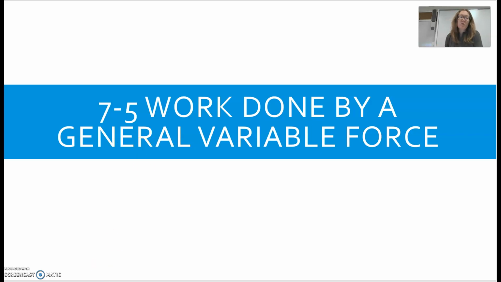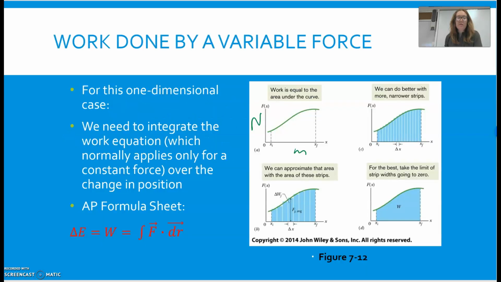Okay, so we've talked about work done by gravity. That's when you're not including planet Earth in the system, right? Then gravity is considered an outside force, right? And that was not so hard because gravity is constant. It's not a changing force.